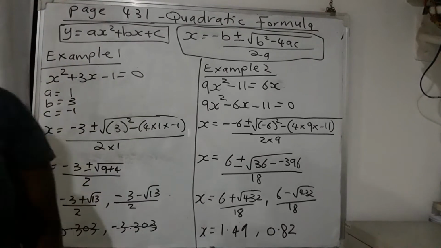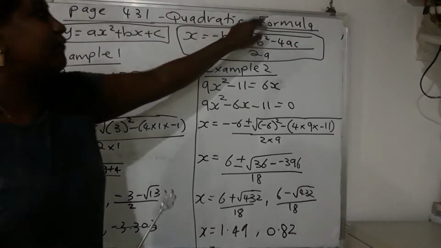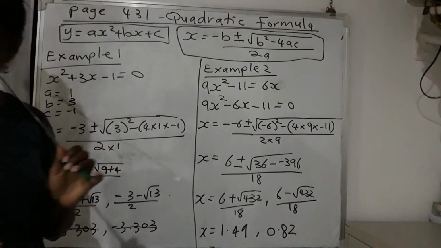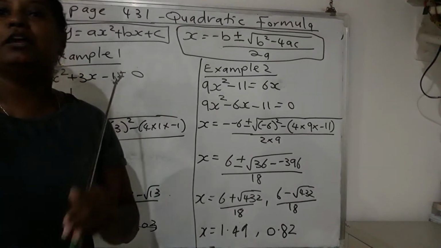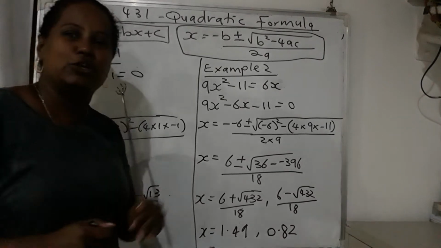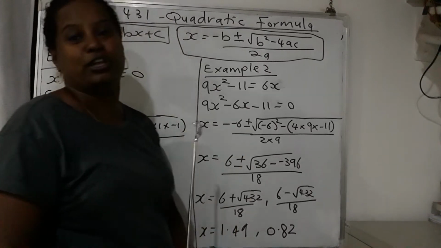Okay, alright. So today we are going to start with quadratic formula. Quadratic formula is on page number 431 of your textbook. If you do not have the textbook, you can either access the online copy. If you do not have access to it, don't worry. I am going to be sending you pictures of the pages that we will be working on.